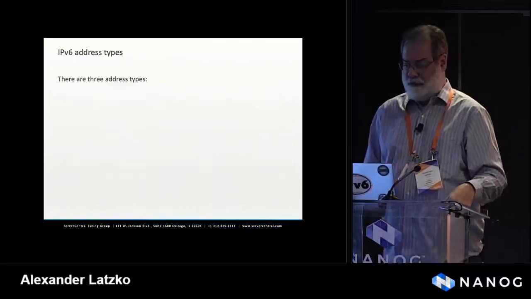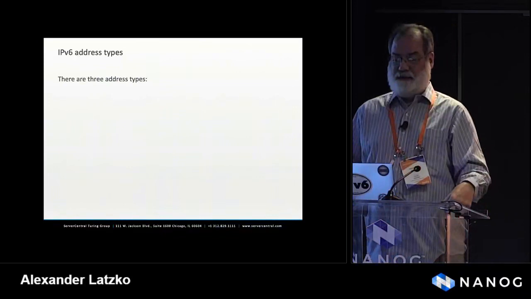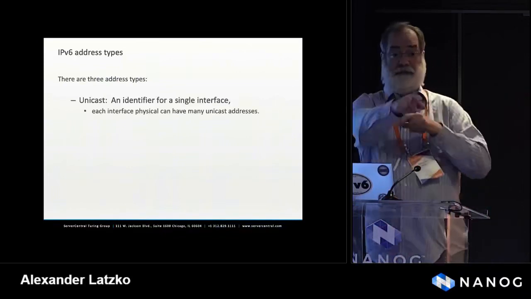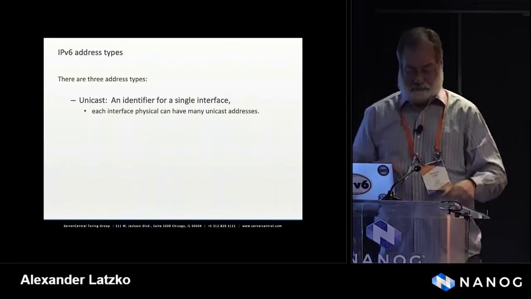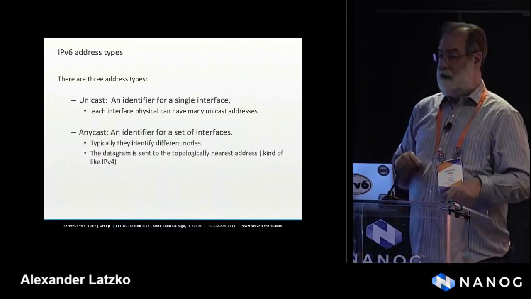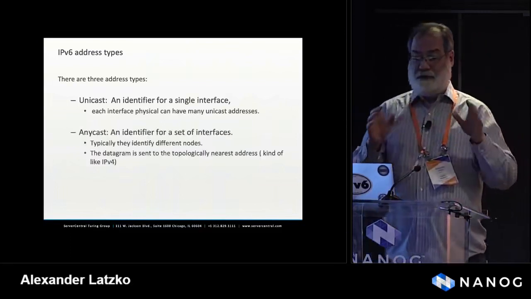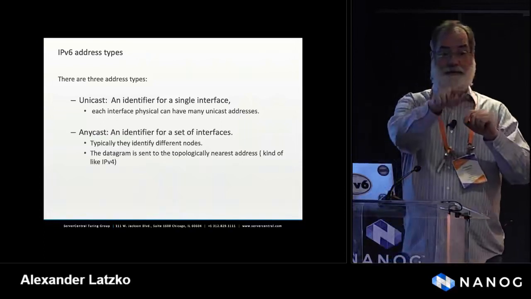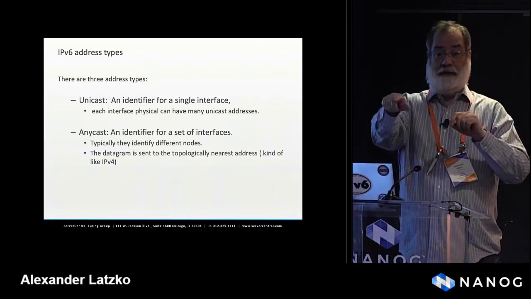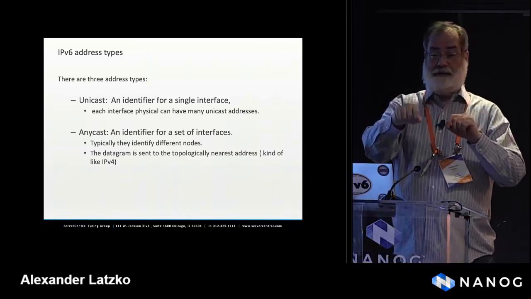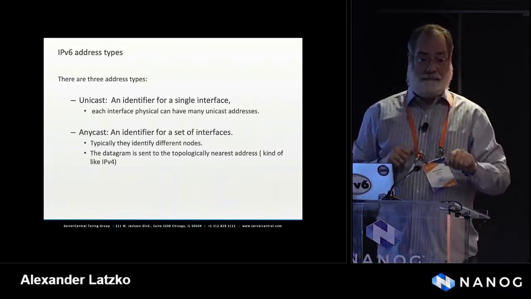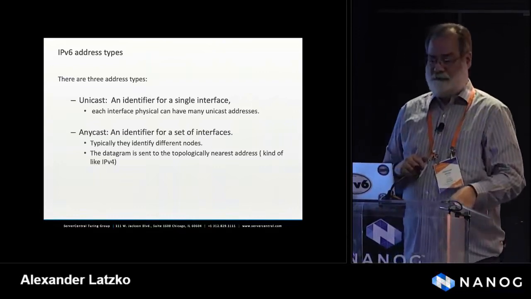Okay. So 3 types of IPv6 addresses. Unicast? You're unicast. Anycast, different nodes, goes to the topologically nearest address. So if you are an Anycast, and I send something to Anycast, it'll get to the first Anycast node, which would be you. Real simple, right?